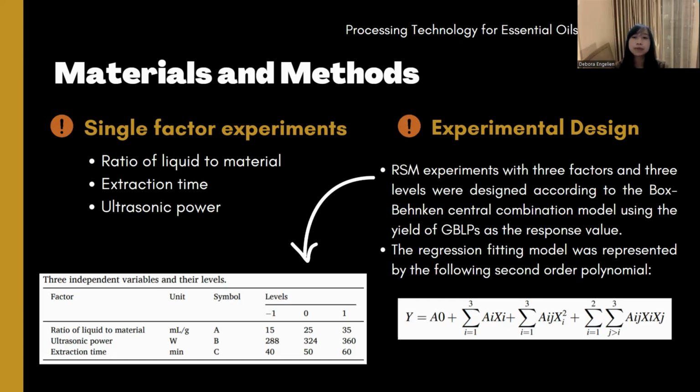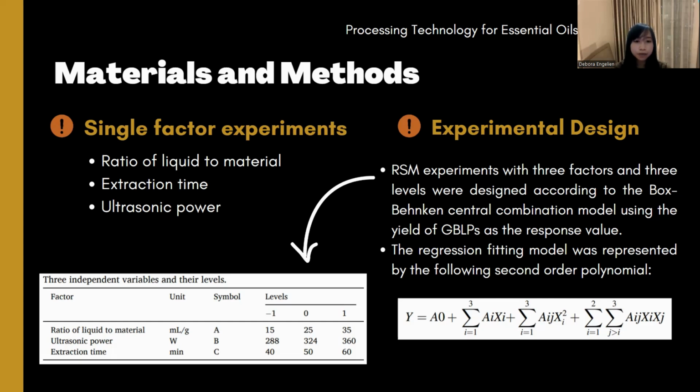So for the experimental design, the liquid to material ratio, ultrasonic power, and extraction time were used as 3 factors to explore the optimal conditions for ultrasound-assisted extraction of GBLPS using RSM. Based on the result of the single factor test, 3 appropriate levels were selected for each, and it can be seen in the table on the screen: three independent variables and their levels.